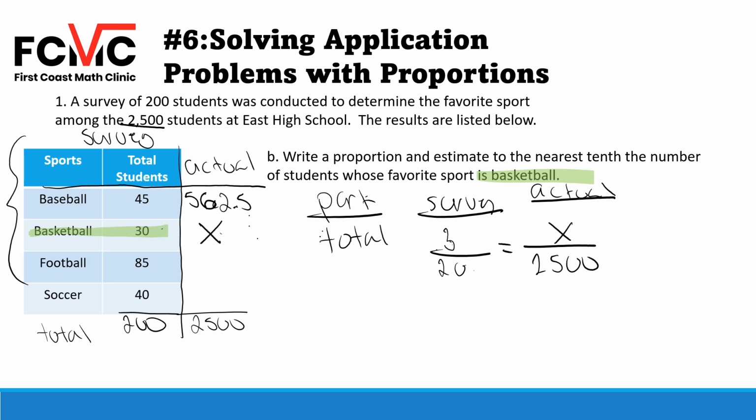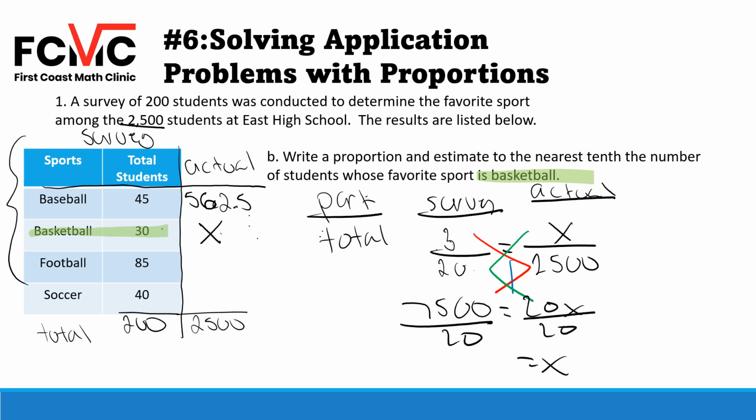Now cross multiply. 3 times 2,500 gives us 7,500. Bring down the equal sign. X times 20 gives us 20x. Divide by 20. Divide by 20. And we'll get 375. So using our proportion, our students that like basketball should be 375 students out of the 2,500.